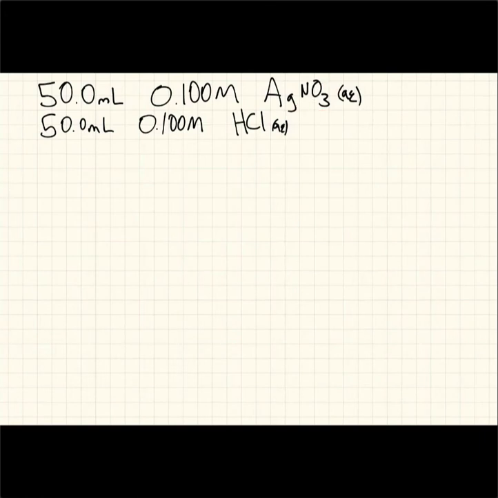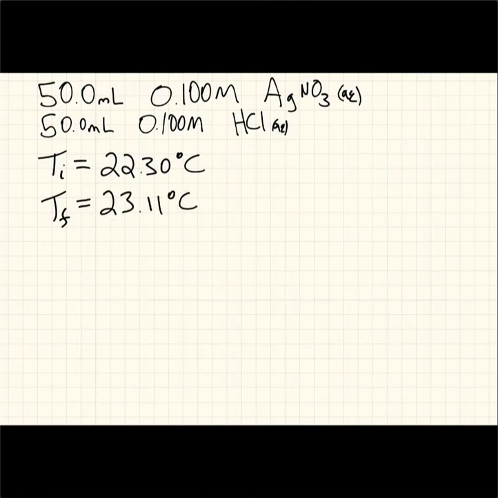Now suppose the temperature initially, before this reaction happened, was measured to be 22.30 degrees Celsius. All right. Now our final temperature, suppose the reaction happened and the temperature increased a little bit and we went to 23.11 degrees Celsius.